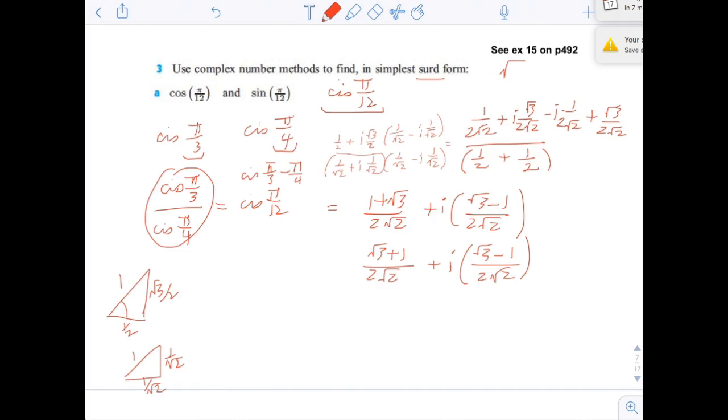The only thing we're going to do now is try to get the radicals out of the denominator because some people, math people, don't like that. If I multiply the bottom and the top by square root of 2, the bottom would become 4. The top would become square root of 6 plus square root of 2. The imaginary part would become 4 on the bottom and square root of 6 minus square root of 2 on top.